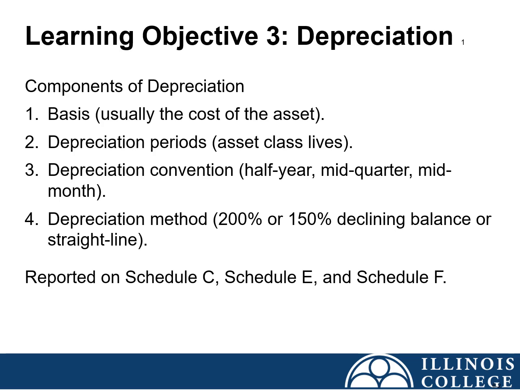First, you have your basis, which is usually just the cost of the asset. That is your starting point. So what did you pay for it? Second, you have the depreciation period, or the asset's class life. This determines how many years you'll spread the deduction over. Third is the depreciation convention, which tells us when in the year the asset is treated as placed in service. And fourth is the depreciation method, which determines how the cost is allocated over time.